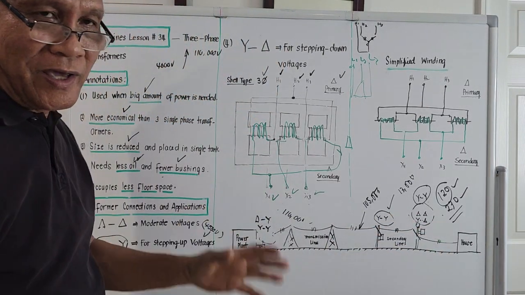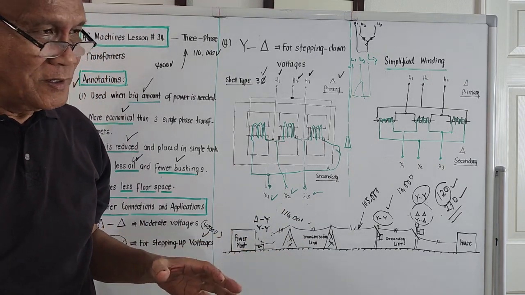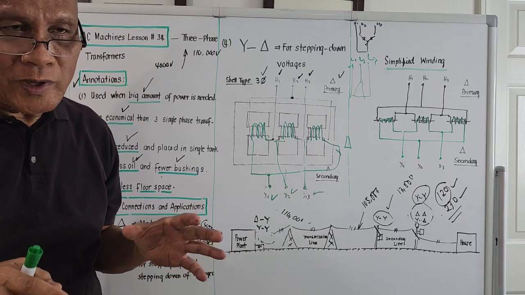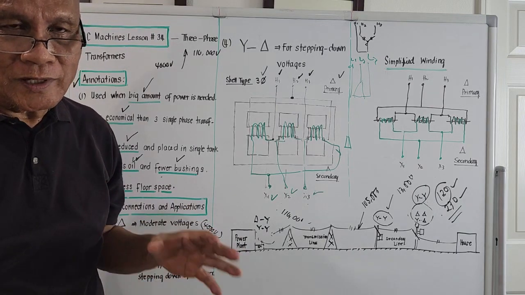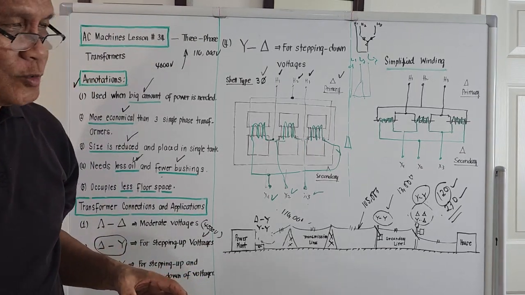Okay, that's it, guys. Those are the 4 possible connections for connecting transformers and where they are located in the so-called electrical system. The next time around, I will try to bring out the other connections.